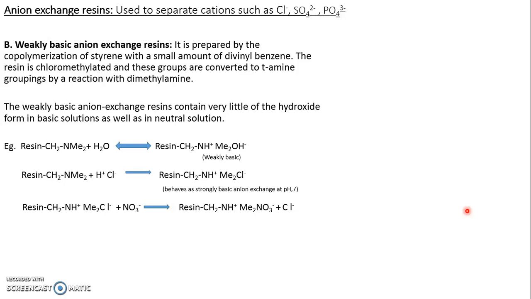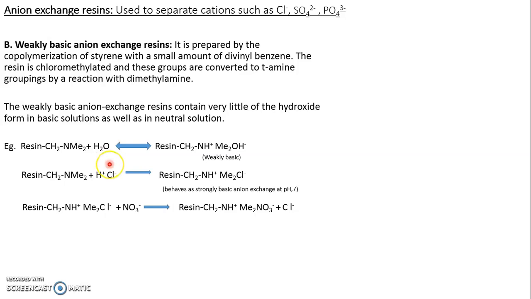Moving on to the next one, that is weakly basic anion exchange resin. What you see in weakly basic anion exchange resin, the synthesis is almost the same, but the functional group has to be converted into a tertiary amine group by a reaction with dimethylamine, followed by treatment with HCl. The weakly basic anion exchange resin contains very little OH- ions in basic solution as well as in neutral solution. In water it will have OH- ions, but the number of OH- ions will be very less, as we know that the dissociation of water is 1 into 10 to the minus 14. So the OH- ions are very less.